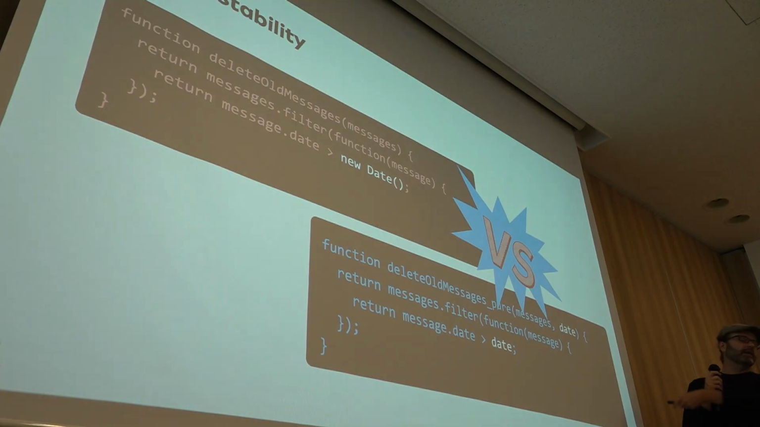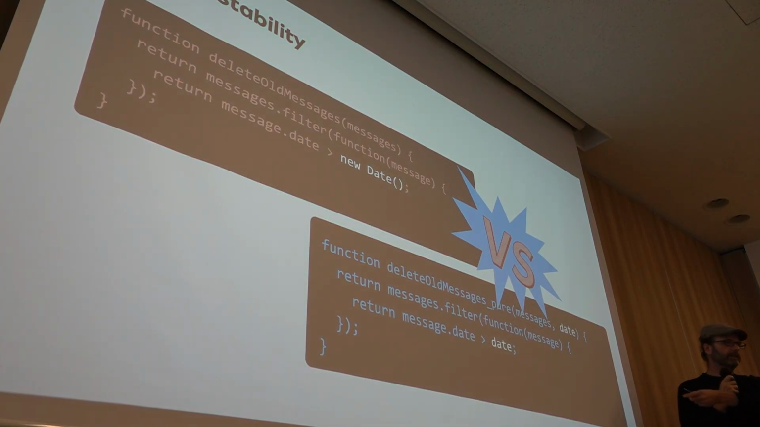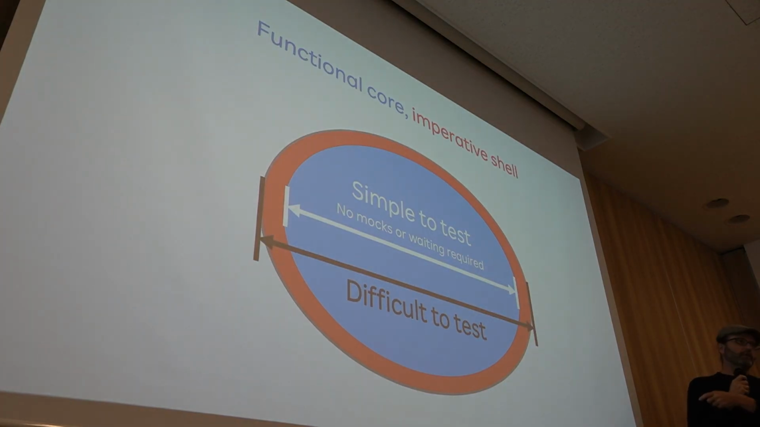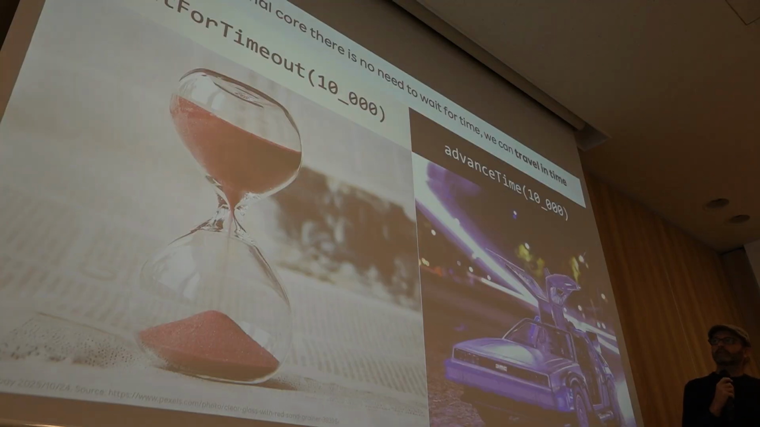Testability. Again, this is the example we saw before. I don't need to explain that this function is much easier to test because you pass the date. So in general, all the functions that are in the functional core are simple to test. You don't need to write mocks, and you don't even need to wait for time to go by. And the other one is more difficult to test.